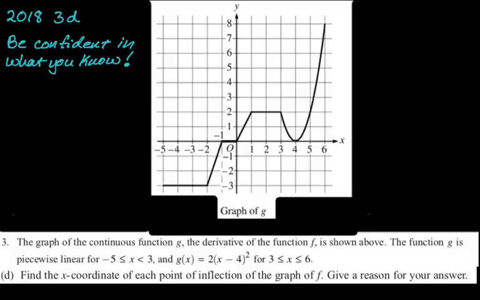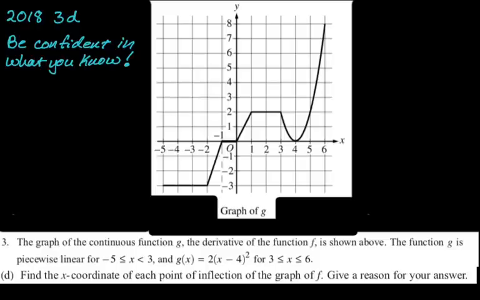Next up, 2018 3D. My advice here is to just be confident in what you know. There's nothing really weird going on in this problem. It's just that you're given the graph of G, which is a continuous function, and is the derivative of F, right? So G is the derivative of F. And then the question is, find the x-coordinate of each point of inflection of the graph of F and give a reason for your answer.